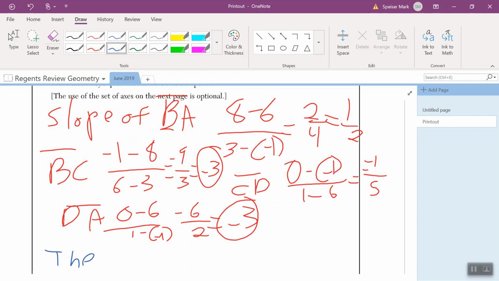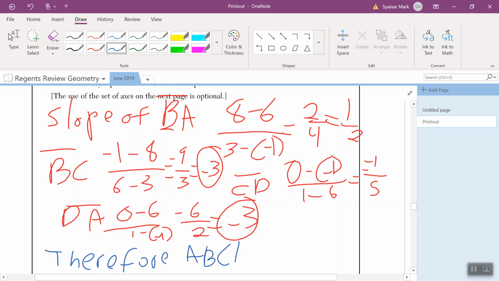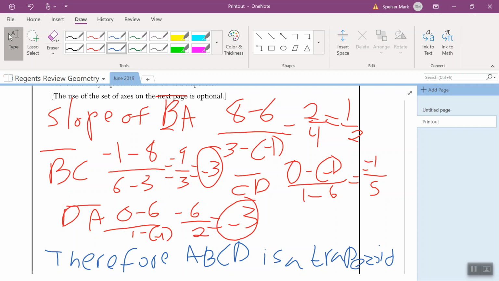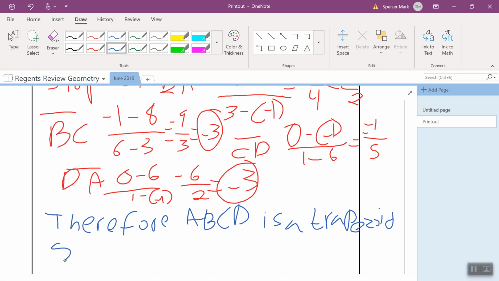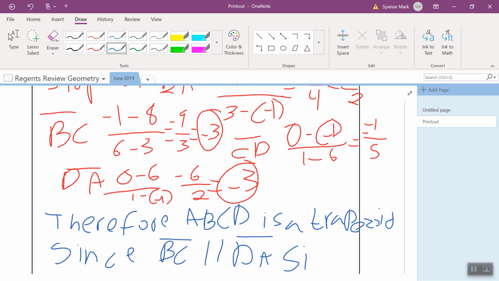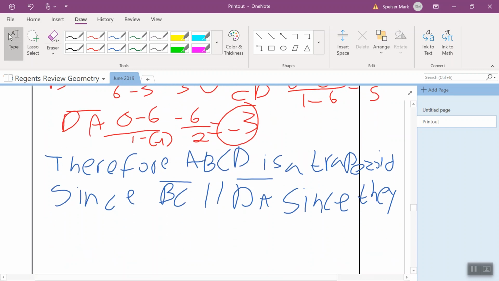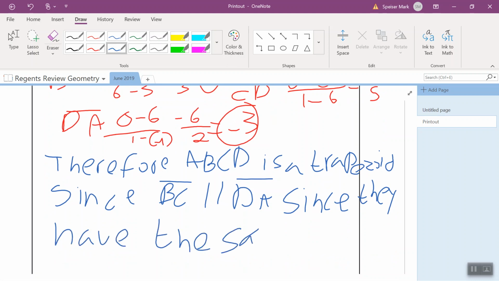Therefore, ABCD is a trapezoid, since BC is parallel to DA, since they have the same slope.